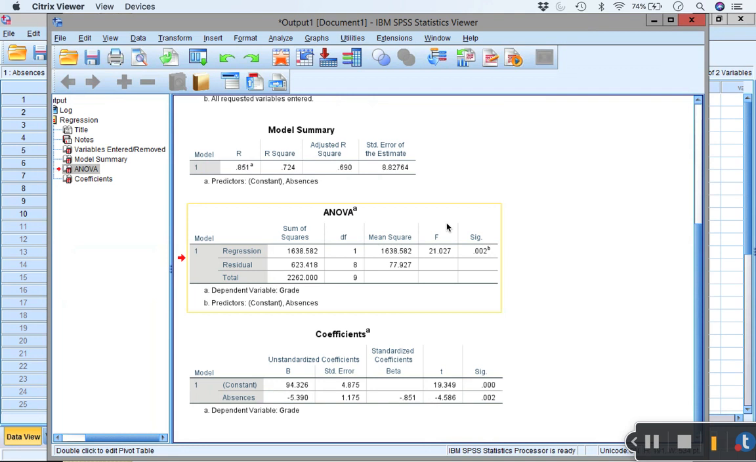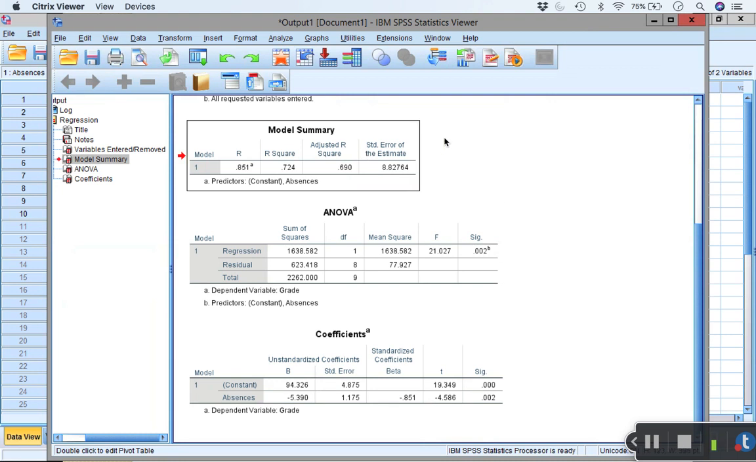So again, it's a ratio, just like our ANOVA, but in this case, it's telling us how much we've improved our prediction ability. And in this case, we have an F ratio of 21.027, and SPSS is telling us that that is significant. So we're doing a significantly better job of predicting using our regression equation than just guessing the mean for every single person.